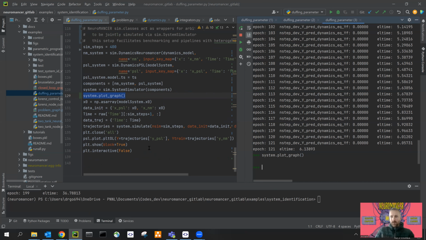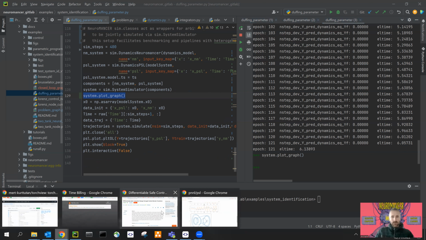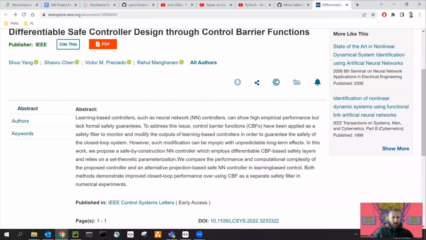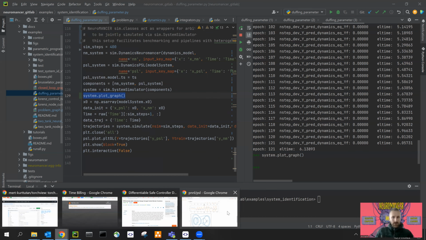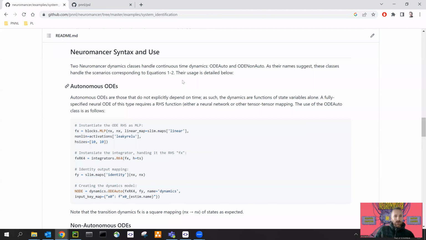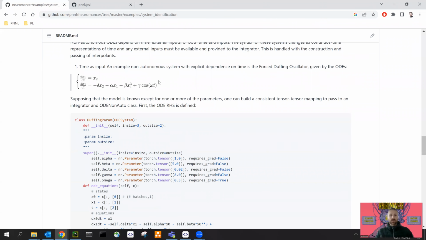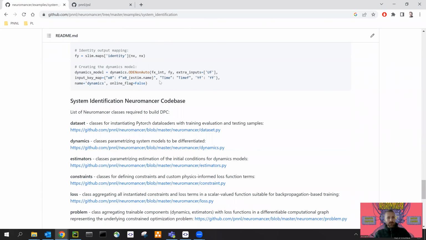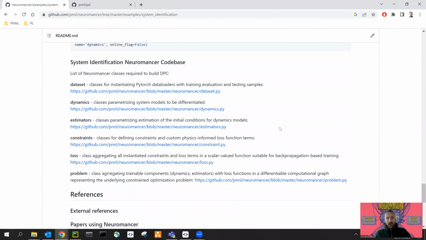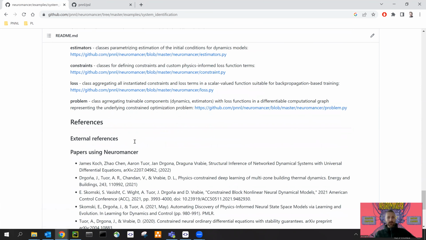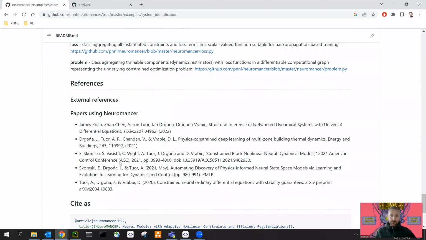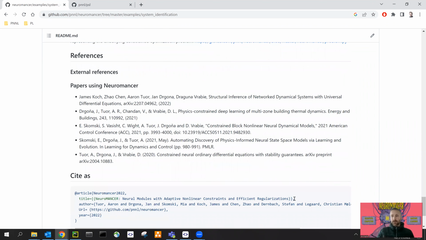So that would be everything from this introductory example on system identification. And if you have any further questions, I'm going to direct you to our READMEs and our examples, where you can learn more about the internal mechanics of each individual class. You can inspect the APIs of the classes that are used in building the system ID examples. And if you are interested in some research, you can check our papers that use NeuroMANCER to generate the results.